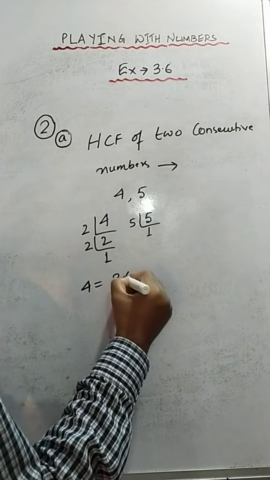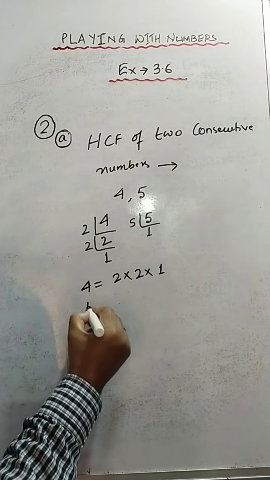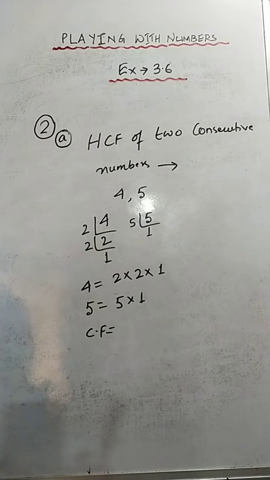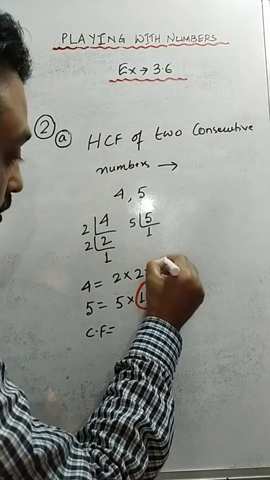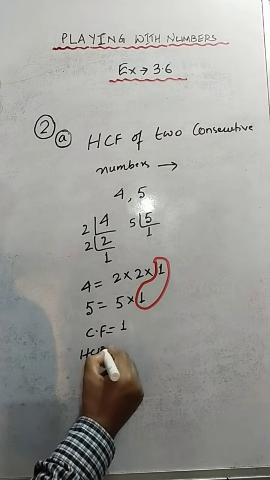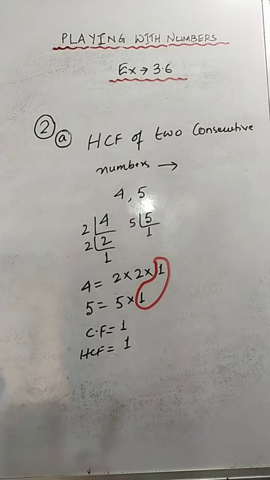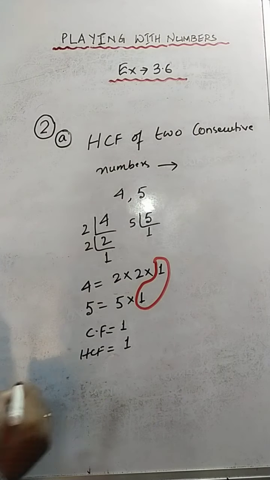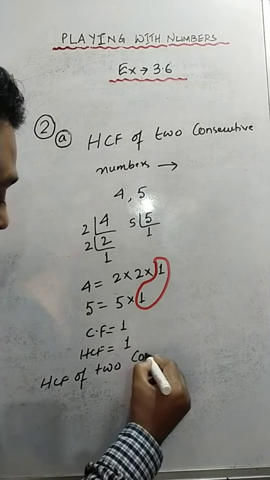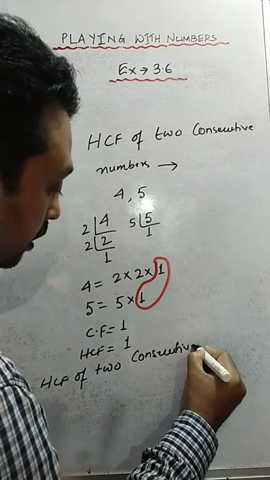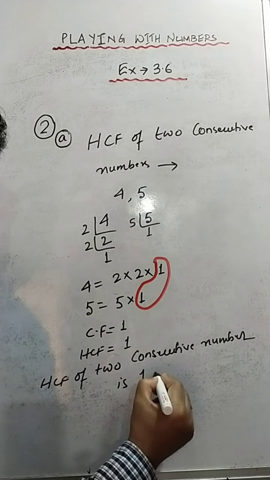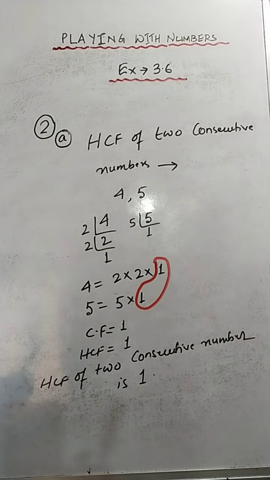So 4 would be 2 into 2 into 1, and 5 would be 5 into 1. So what is the common factor, students? The common factor is only 1. If the common factor is 1, then the HCF would also be 1. So what is the HCF of two consecutive numbers? We will write: HCF of two consecutive numbers is 1.